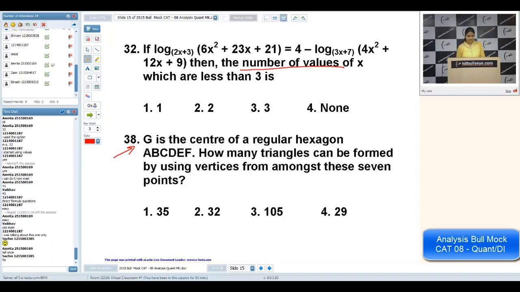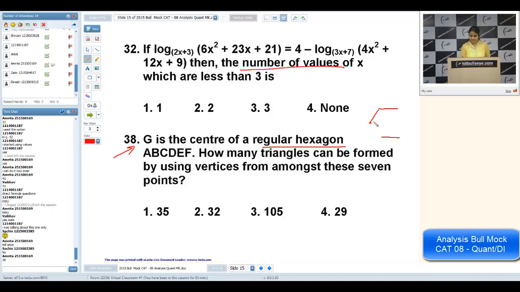Okay, Amrita. See, you have a regular hexagon. You must know the shape of a hexagon. It's a 6-sided regular polygon. Now, since there are 6 vertices and we want to find all possible triangles, you select any 3 points out of these 6 available.